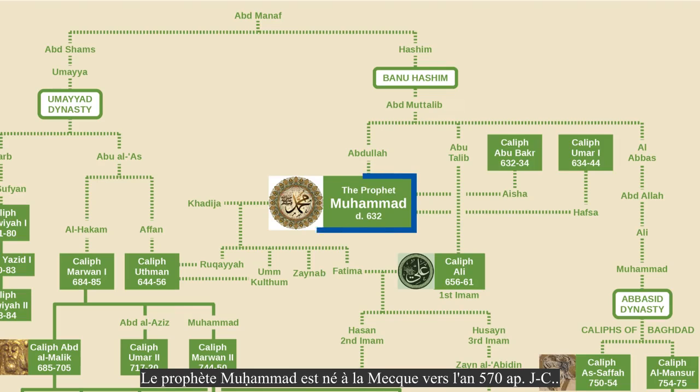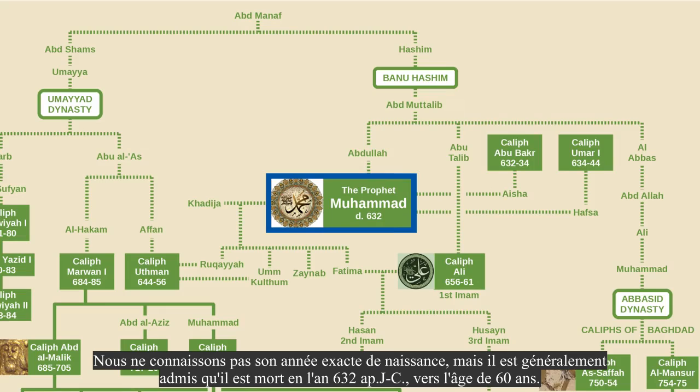The Prophet Muhammad was born in Mecca around the year 570 CE. We don't know his exact birth year, but it is generally agreed that he died in the year 632 CE around the age of 60.